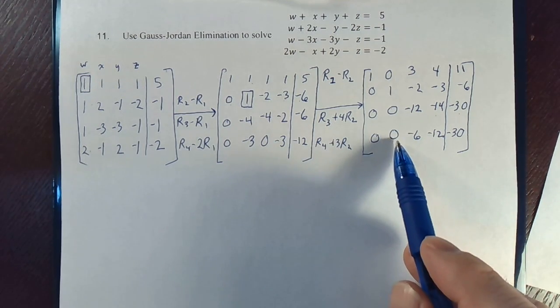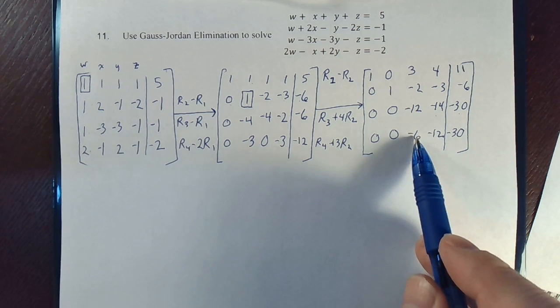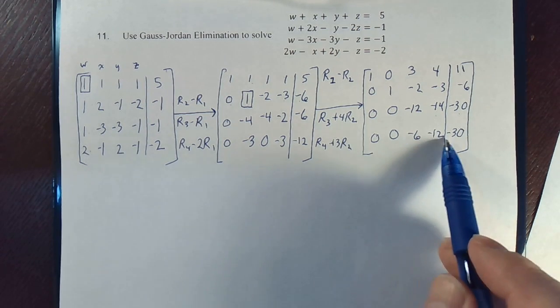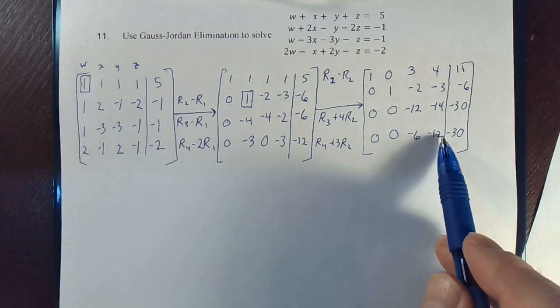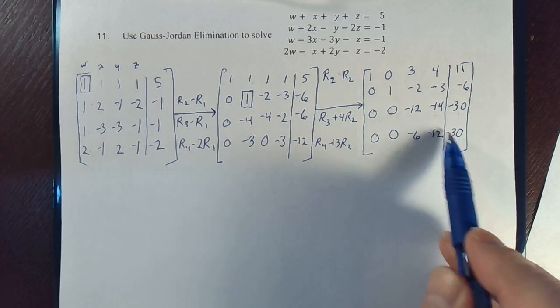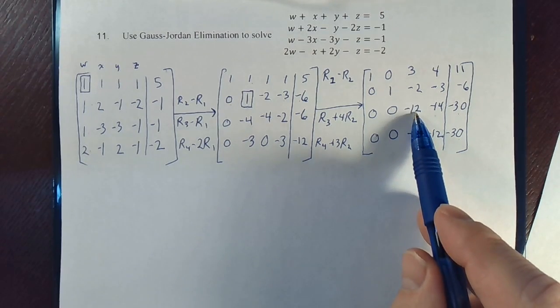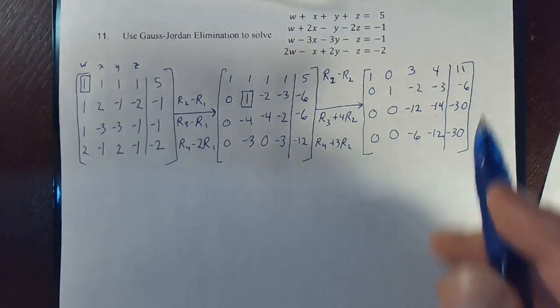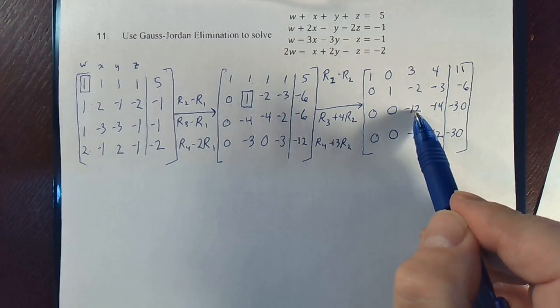But if I absolutely didn't want fractions, I could notice that if I divide the whole bottom row by negative 6, this would be a 1, and this would be a 2, and this would be a 5. I could just switch the rows then, and it would give me a 1 here. So there are some things you can do. Again, don't start looking upstairs. You always look downstairs when you're trying to create a 1.